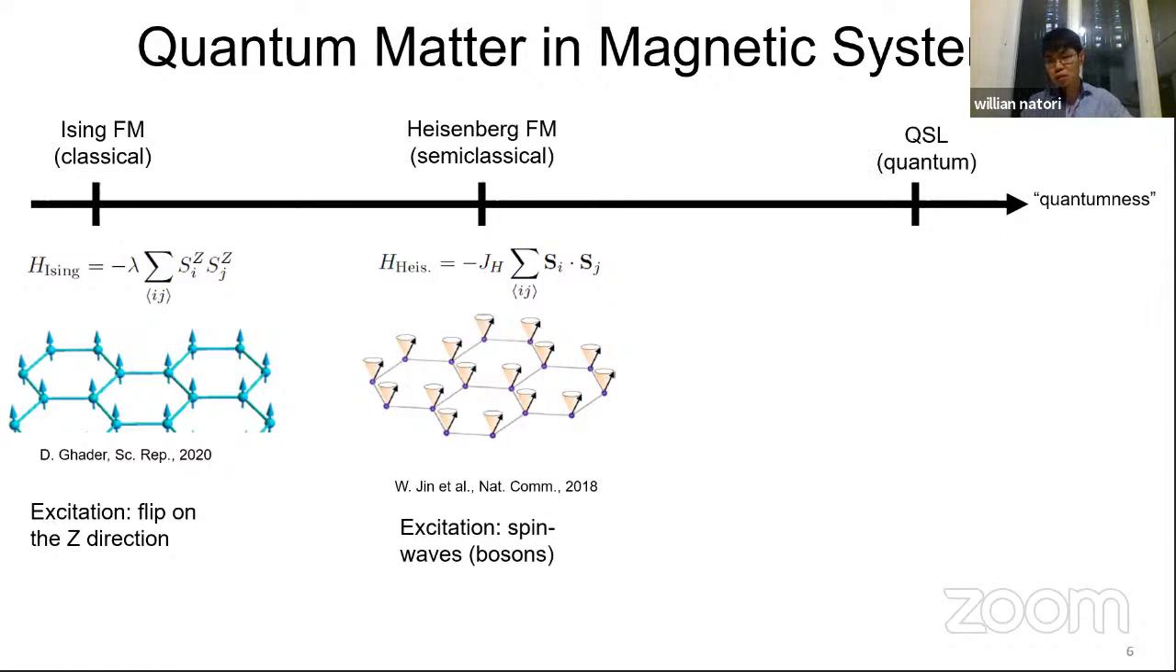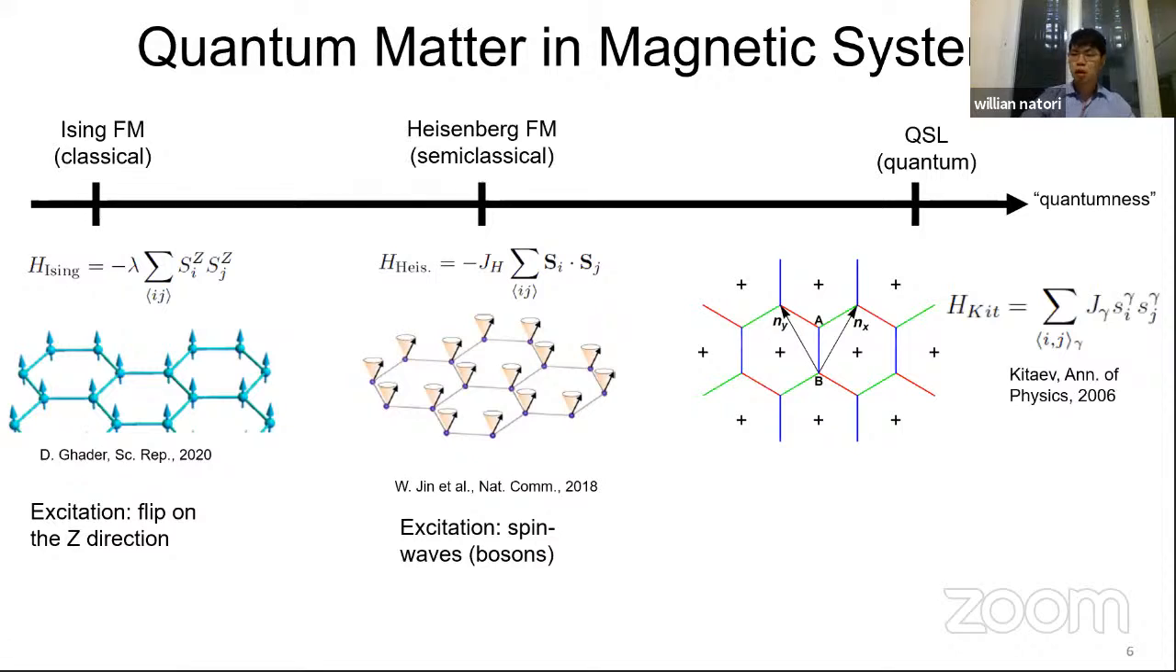A quantum spin liquid would be what we call a totally quantum system in a magnetic material. And it's well exemplified by the Kitaev model. In the Kitaev model, you have Ising interactions, just like in this Ising ferromagnet, but in a different way, because now you have Ising interactions as S^z on these blue bonds, S^x on the green bonds, and S^y on the red bonds.